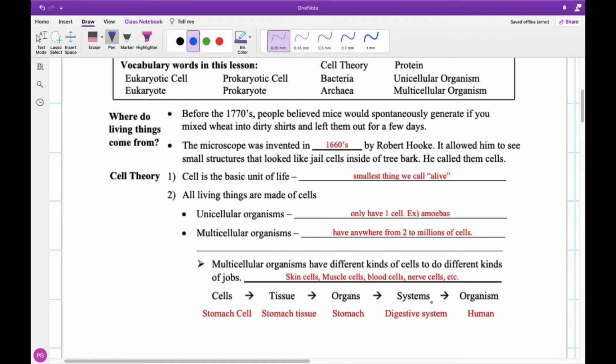And then a bunch of these systems together. So our digestive system along with our cardiovascular, so that's for our blood and our heart, our brain, as well as many other systems combined together to create an organism, a whole human being.